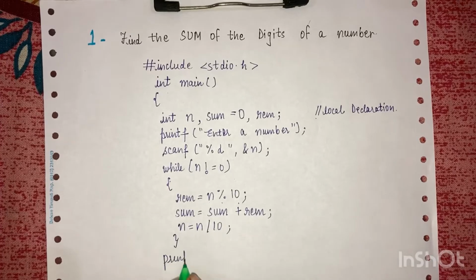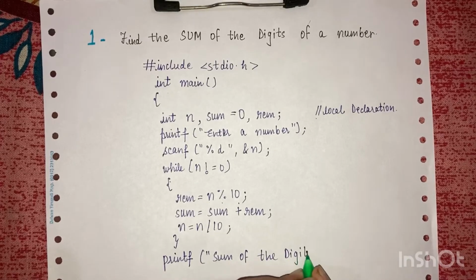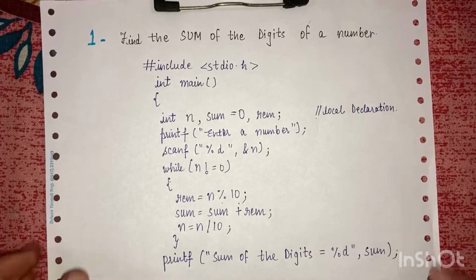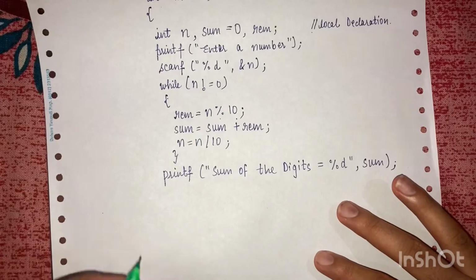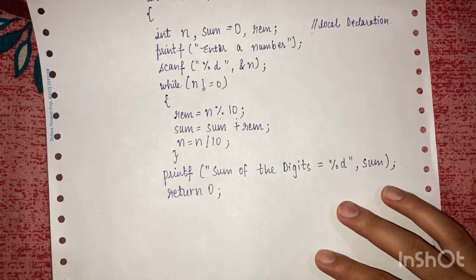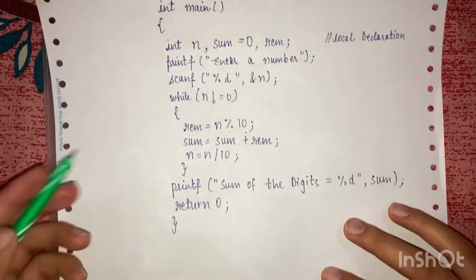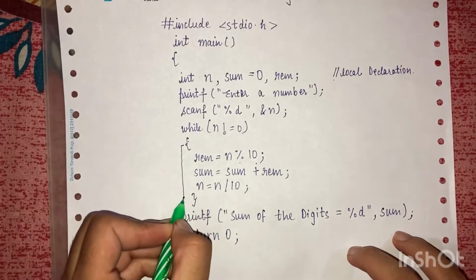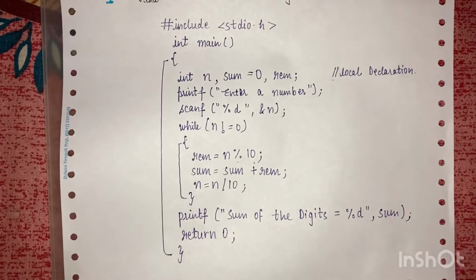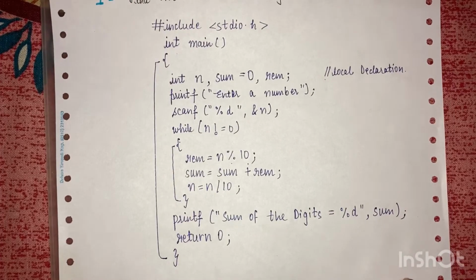Then we will use the printf function to print "sum of the digits is equals to %d", sum. This is how we will print. Then we will return 0 and close this block. So this is the while loop, and this is the main function. So this is how we write the code to find the sum of the digits of a number.